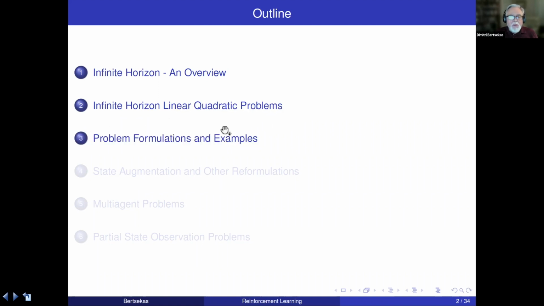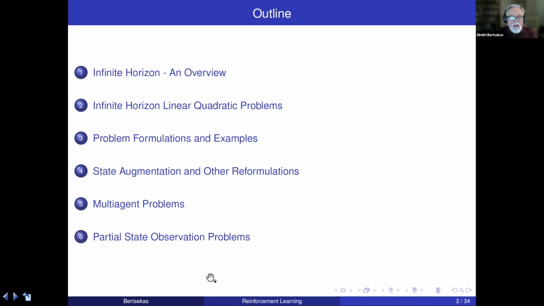And we're going to take a break and then come back to discuss how we formulate dynamic programming problems and give some examples. One technique that's very common is state augmentation. Another reformulation is for multi-agent problems. We're going to discuss those now a little bit and more later. And then we're going to talk about partial state observation problems.